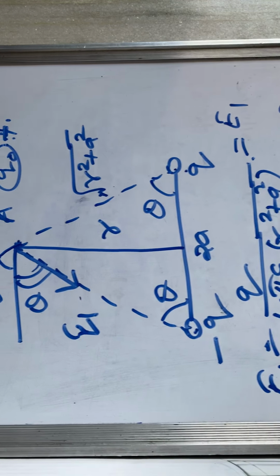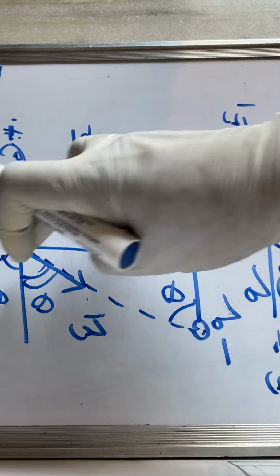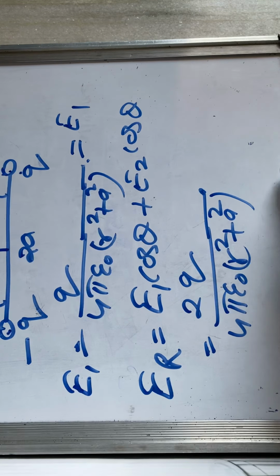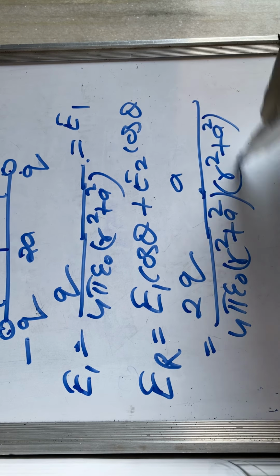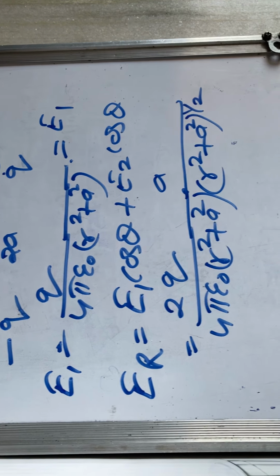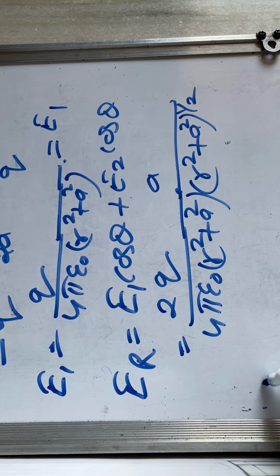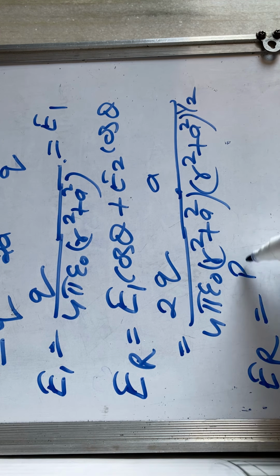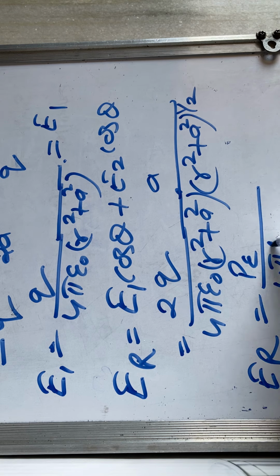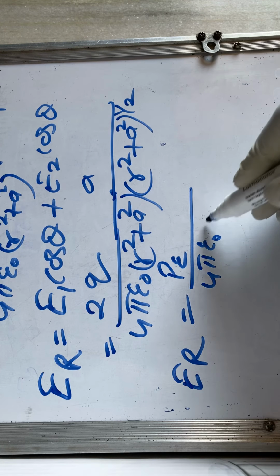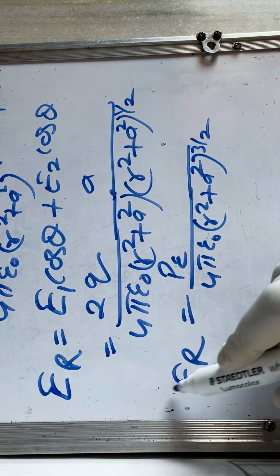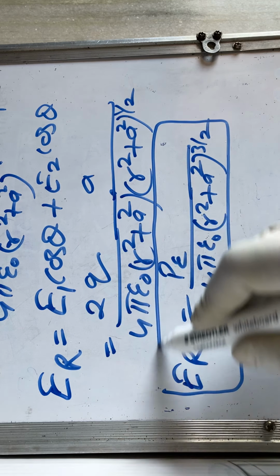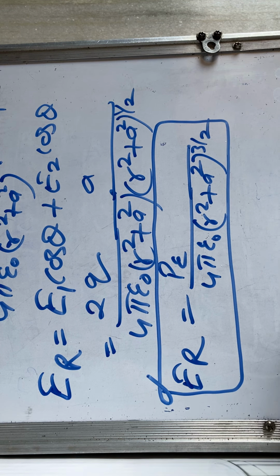See in the diagram, what is cos theta? Cos theta will be a over the hypotenuse, so this is a over (r square plus a square) to the power of 1 by 2. Q into 2a becomes what? This becomes the electric dipole moment Pe over 4 pi epsilon naught (r square plus a square) to the power of 3 by 2. This is the expression for the electric field at the equatorial position of the dipole.